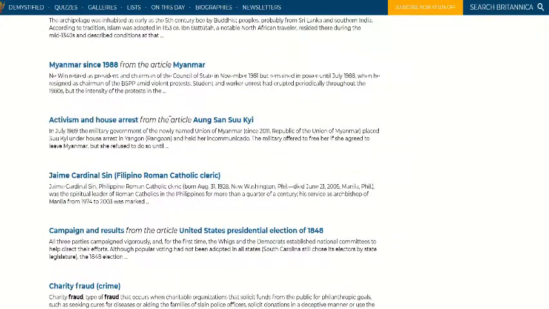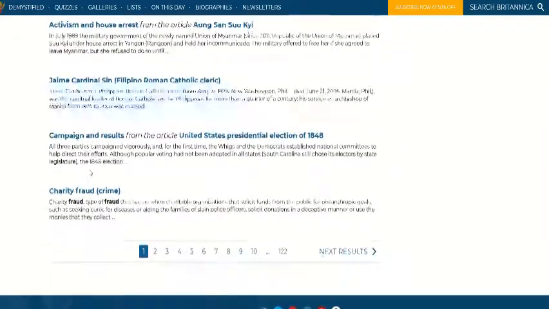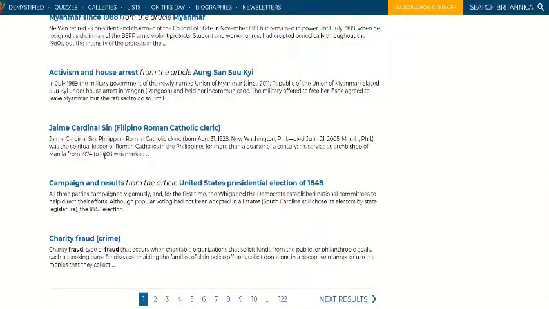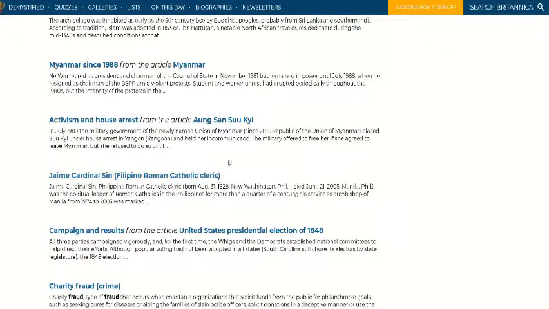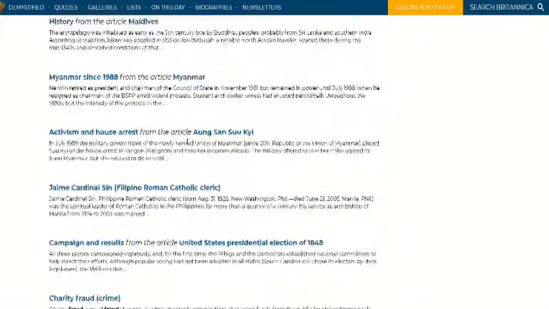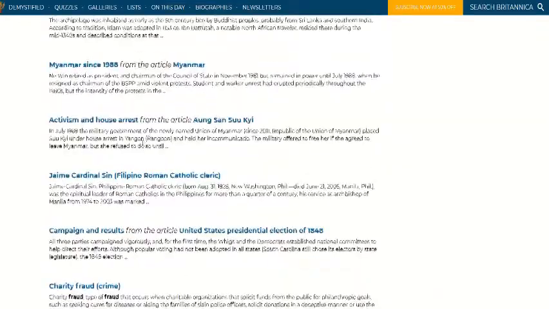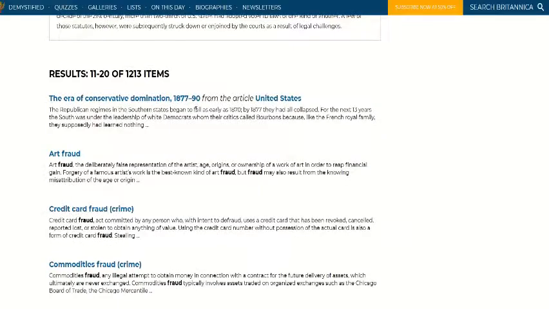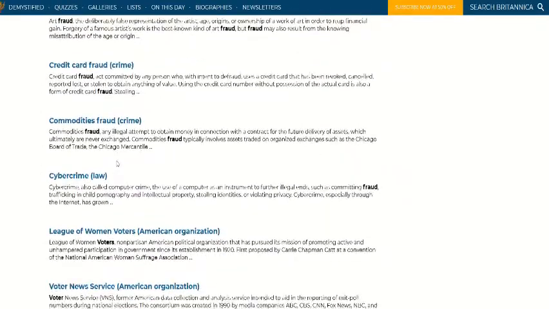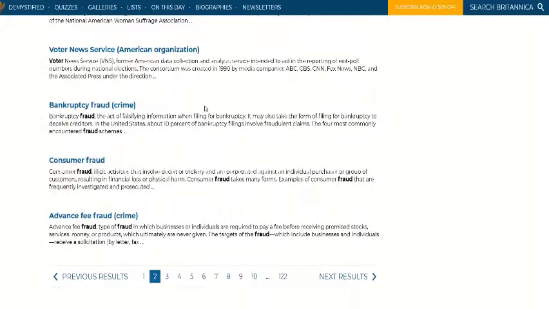Now we start getting things that are not necessarily related to what we're interested in, which is American elections in the United States, but things that just come up when we look up the topic voter fraud. More results. Era of conservative domination, 1877 to 90. And so now we start getting into things that are just more about fraud, right?